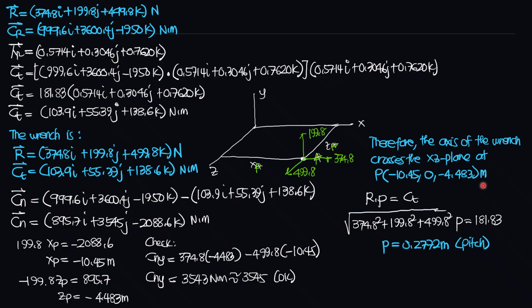Then for the pitch, force times the pitch equals c sub t. This is the magnitude of the resultant force, because that's the resultant, times the pitch equals c sub t, which is 181.83. So the pitch is positive 0.2772 meters. So that's the solution to your quiz 2.